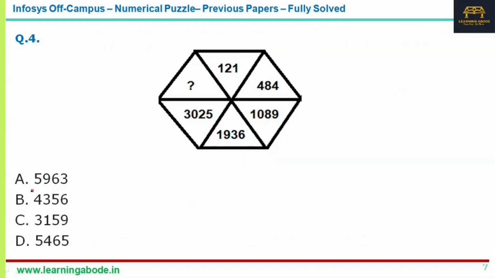Now the next question is a very easy one. As you can see, this is 11 square, this is 22 square, 22 is 11 into 2, this is 33 square, and this is 44 square, and this is 55 square, and next should be 66 square. And from the options, from the unit digit itself, we can guess answer option B is the answer, 4356.